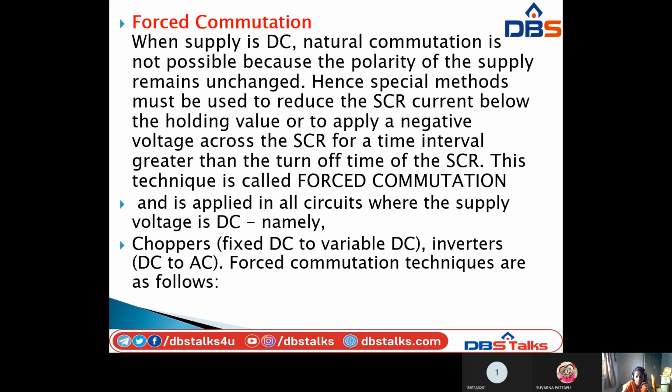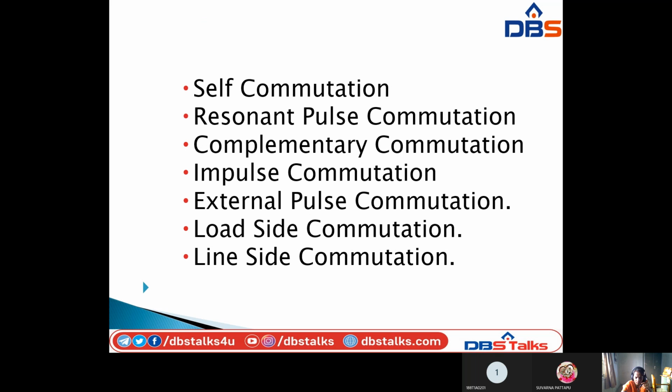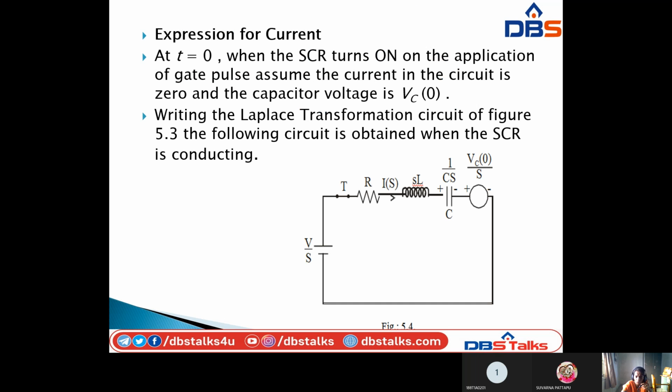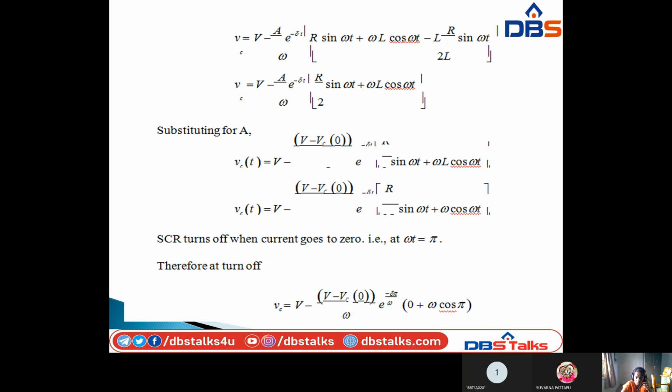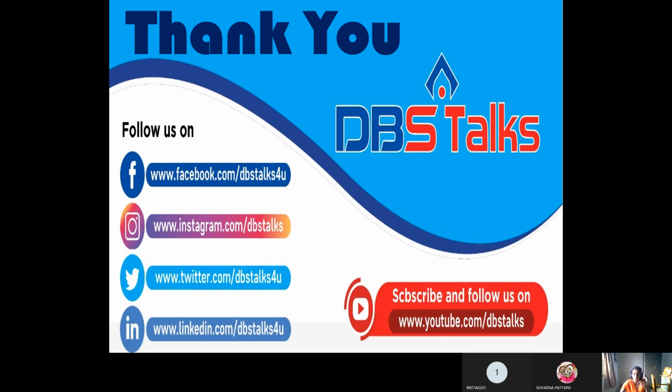In forced commutation there are many techniques, and today we discussed self commutation. So this is our class today: natural commutation, load commutation, and forced commutation. Natural commutation is used in phase control, and load commutation is used in series inverters. Of the forced commutation techniques, we are discussing only one, that is self commutation. This is our class.